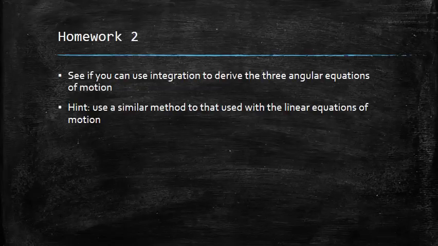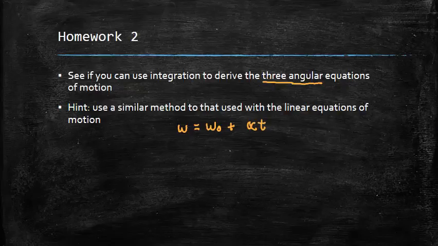The second piece of homework is to see if you can use integration to derive the three angular equations of motion. You'll be able to use a similar method to that which we used with the linear equations of motion. To give you a wee bit of help with that, your first equation that you're looking to derive will be omega equals omega naught plus alpha t. So see if you can use the knowledge in the video coupled with the techniques that we used for deriving the linear equations of motion to give me three equations for angular motion.